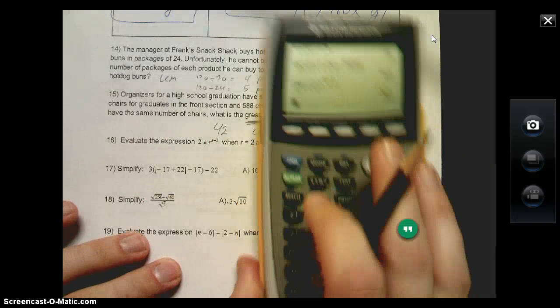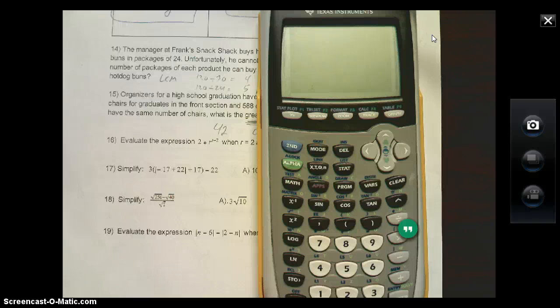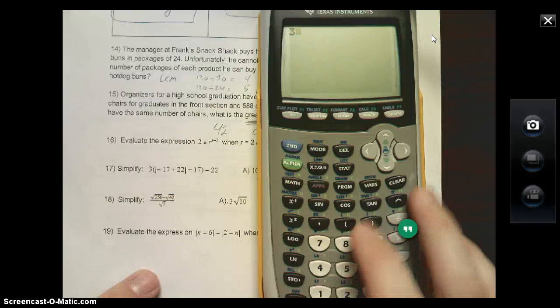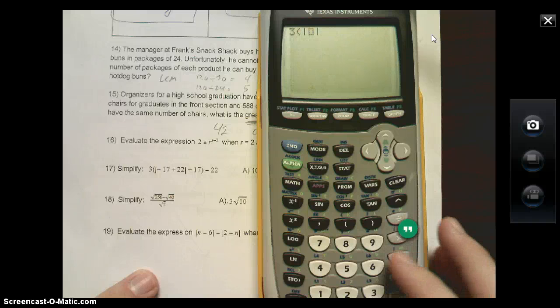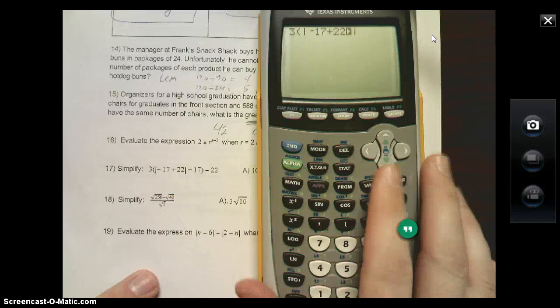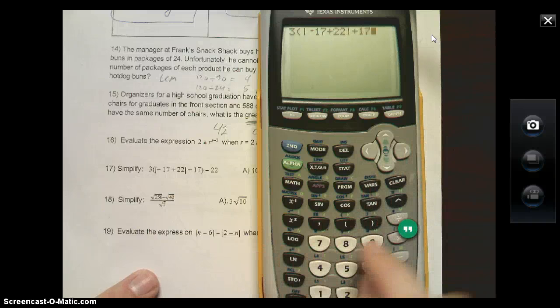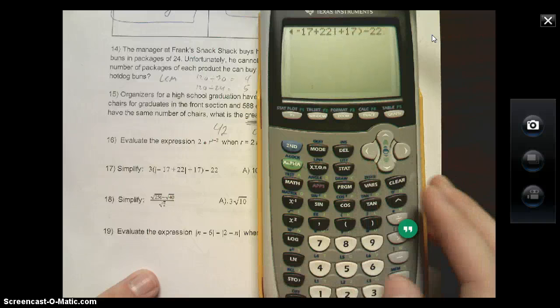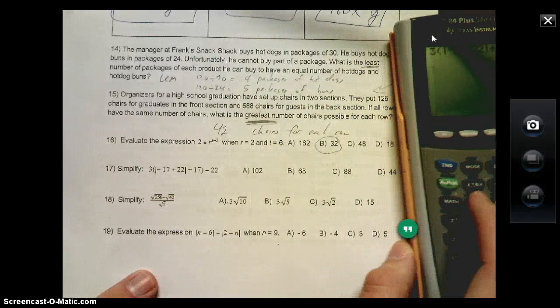We're good. 17. Okay, we got some absolute value. Type in exactly as you see it. 3 parentheses. Move to the right 1, there's your absolute value, negative 17 plus 22, okay, hit to the right 1, plus 17, close parentheses, minus 22, okay, everything looks exactly like I have it on paper, enter, 44, again, D.